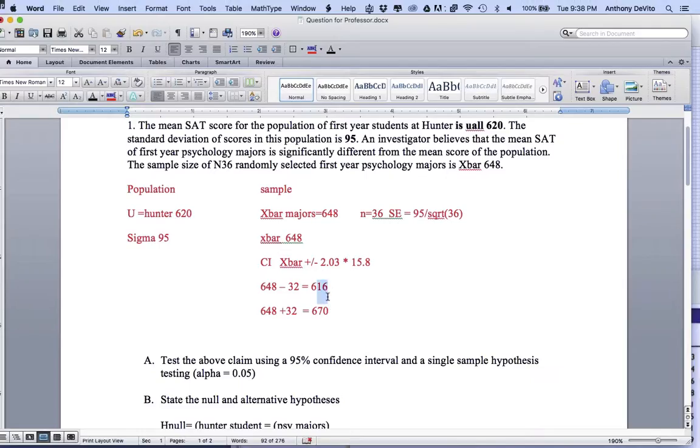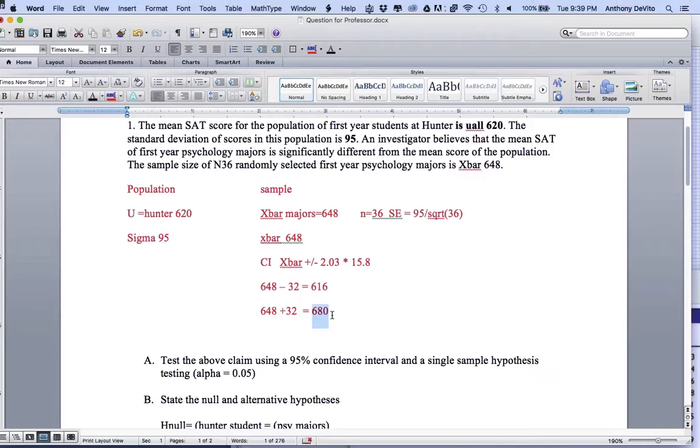Now, is the mean for all Hunter students outside of that confidence interval? Can I be 95% certain that it is not 620? Actually, it's the other direction we're really concerned about anyway. Okay, the confidence interval is 616 to 680.